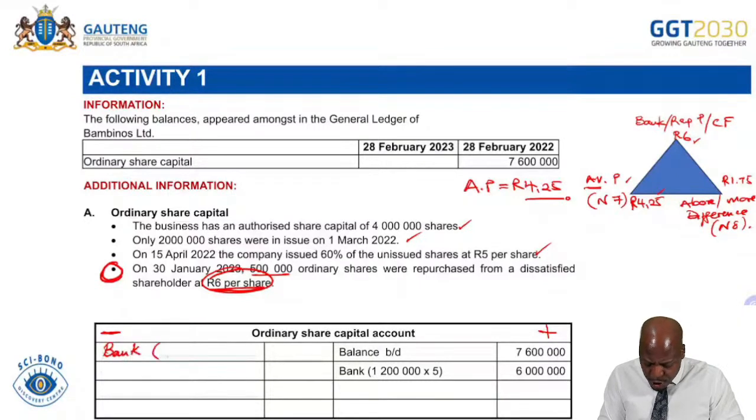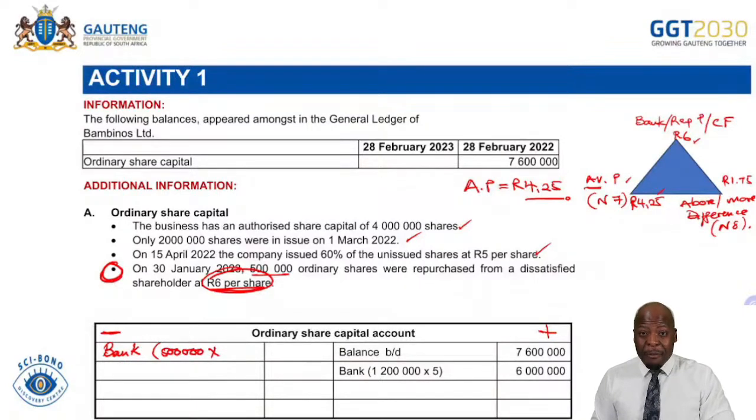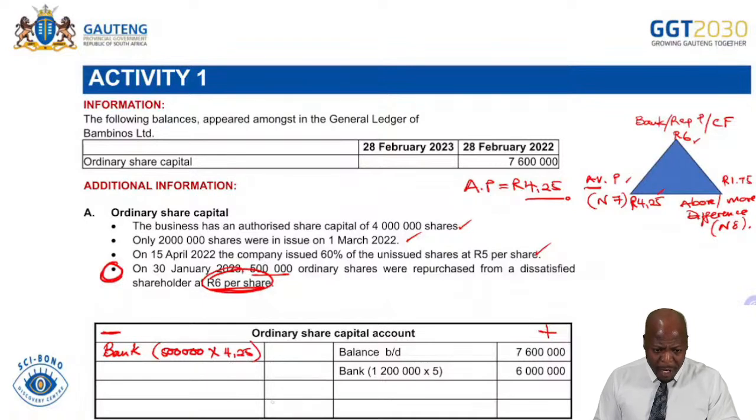And then how many shares did we buy back? 500,000 shares. Of these 500,000 shares, what was their average price? It is the average price that we bring to the ordinary share capital account. And the average price, we calculated it already, and we had 4.25. Are you still following me? Thank you. Then we say 500,000 multiplied by 4.25.